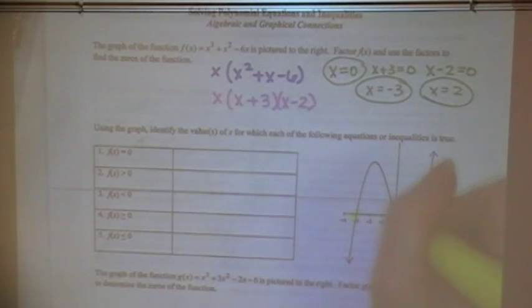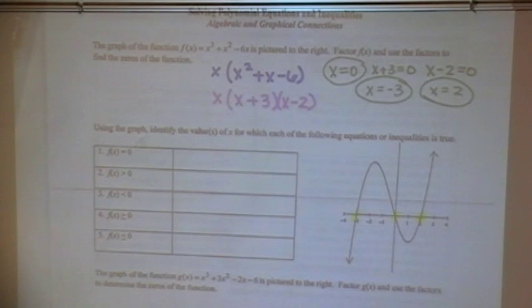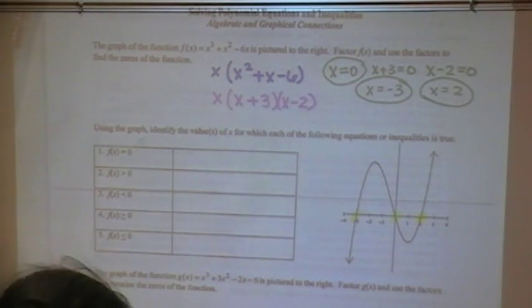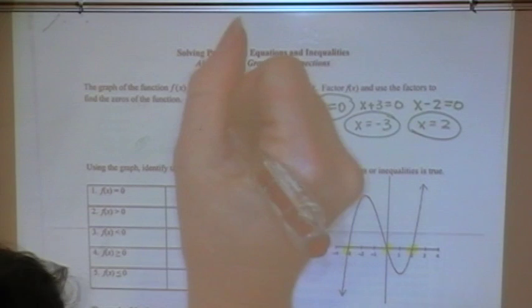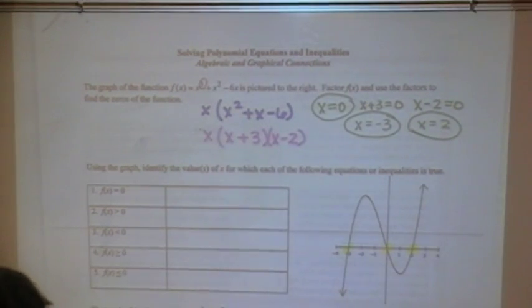Now, if you look at the picture, you can see all 3 of those zeros. There's -3, there's 0, and there's 2, right there on the graph. Also, if you remember, the fundamental theorem of algebra says that the highest degree tells you how many zeros you should end up with. It's a cubic, to the 3rd degree, so I should have 3 zeros, and I do.